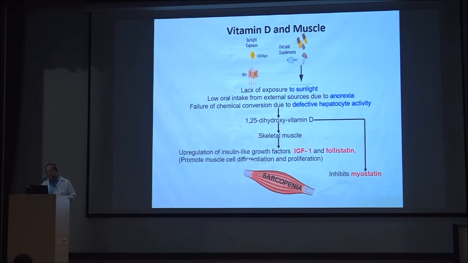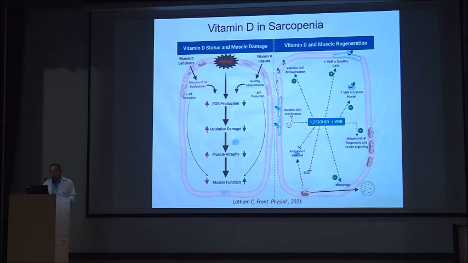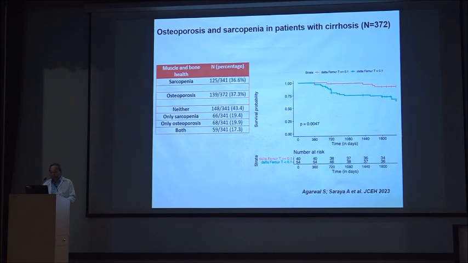Now coming to vitamin D, that also plays an important role because it leads to upregulation of insulin-like growth factor, IGF-1, and follistatin. Follistatin is an antagonist to myostatin. So it promotes cell differentiation and proliferation. And at the mitochondrial level, again, if there is deficiency of vitamin D, then there is increased ROS production, increased oxidative damage and muscle atrophy. And when we give vitamin D through vitamin D receptors, these changes can be reversed to some extent.